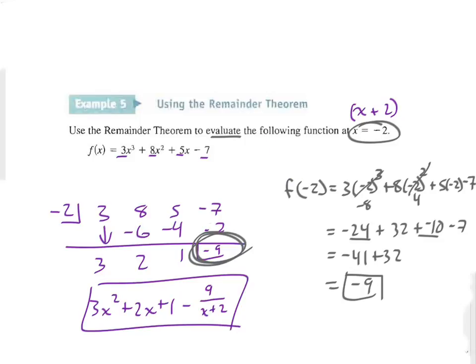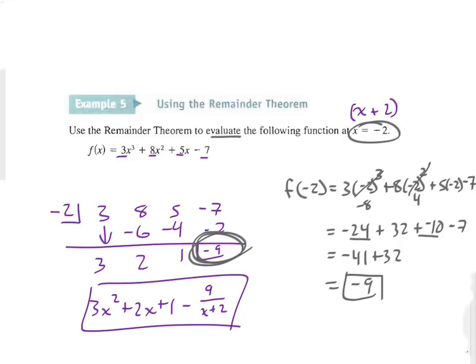And therein lies the reason why you can't teach old dogs new tricks. Be honest. Who's going to win? The person that uses synthetic division or the person that does this? Synthetic division. Let's find out. You guys have a competition with each other.